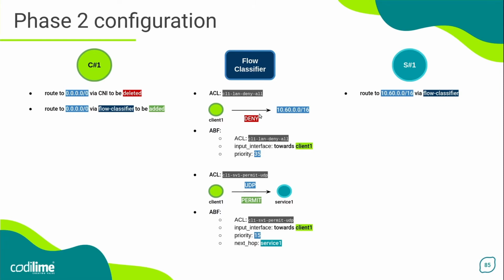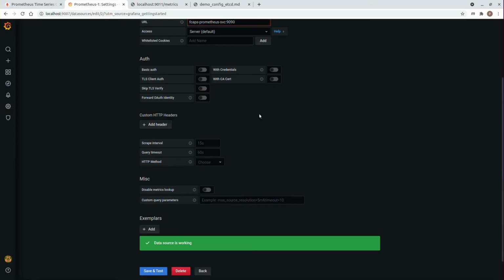It means that UDP traffic from client 1 will match the rules specified in the ACL the second ABF is based on. As a result, such traffic will be forwarded. Any other traffic originating from client 1 to any IP address from our internal NSM pool will be discarded due to the first ABF. On the reverse path from service 1 to client 1, there are no rules for the Flow Classifier. The standard routing-based forwarding is executed instead.